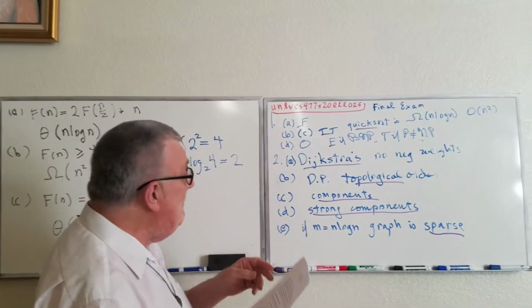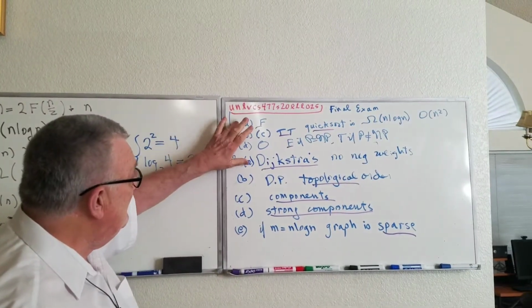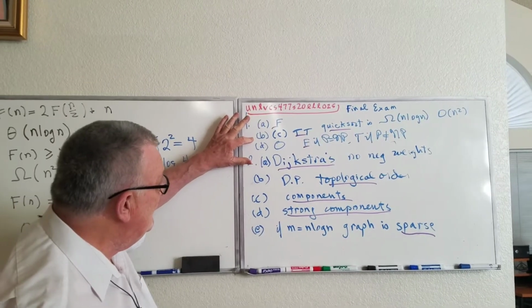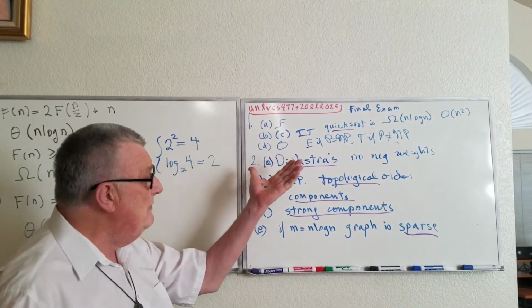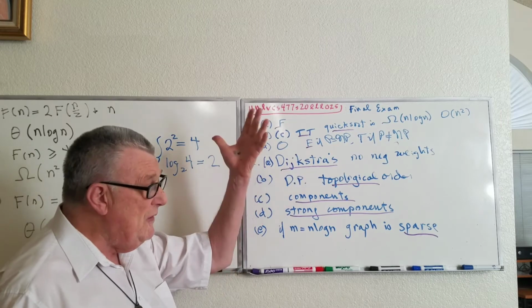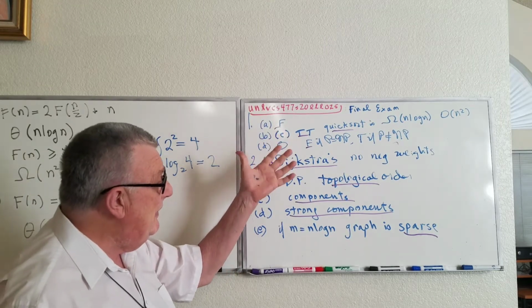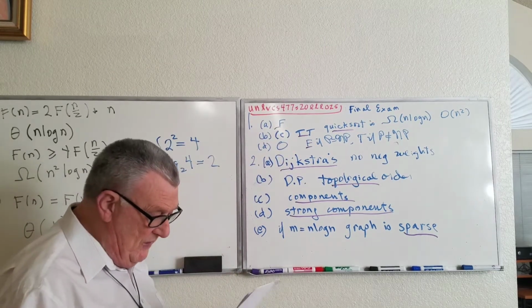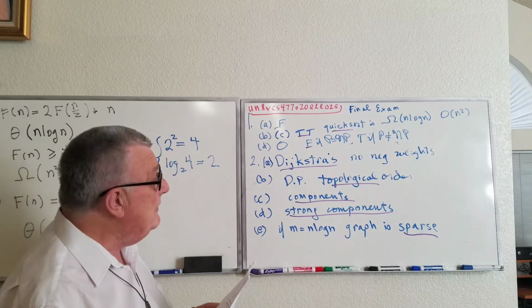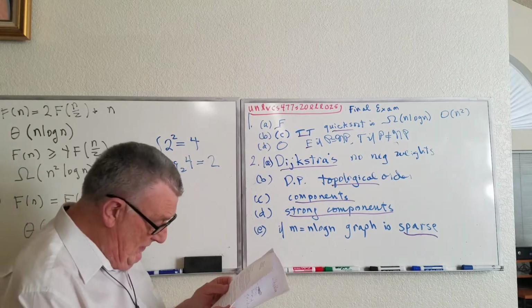All right, now for problem 1, true/false, we have false for A. For B and C, we have both true. Quicksort is n squared in the worst case, but n log n in the average case, and so forth. So we can usually say it's omega of n log n.